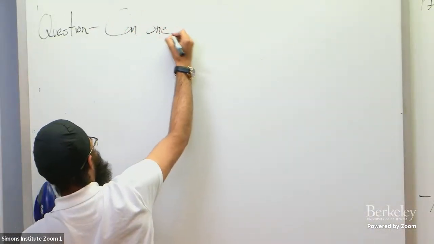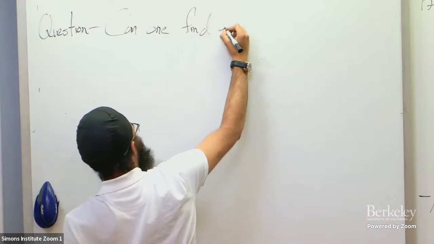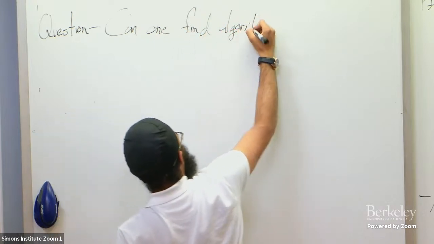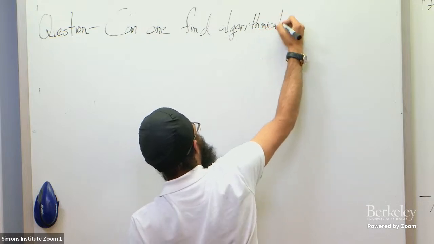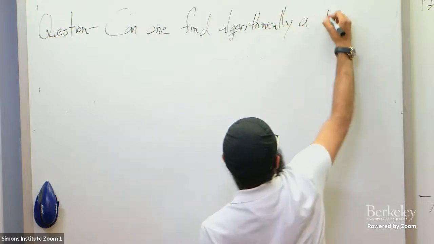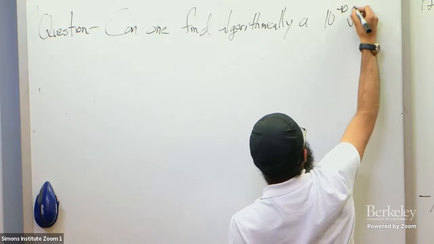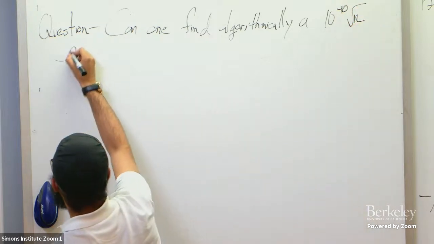Can one find algorithmically a 10 to the minus 10 square root n friendly bisection with high probability?